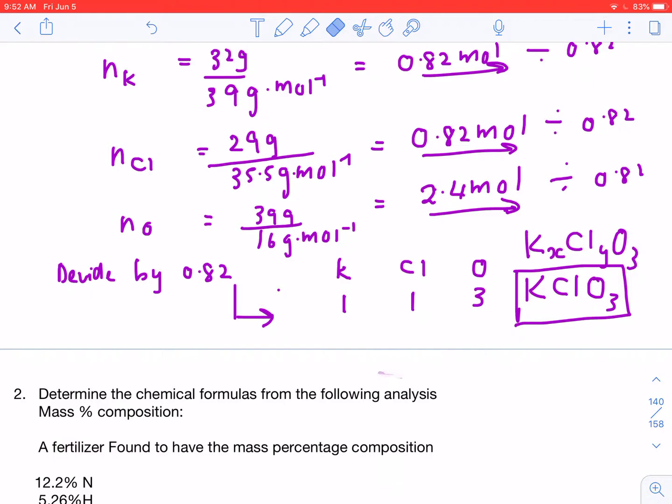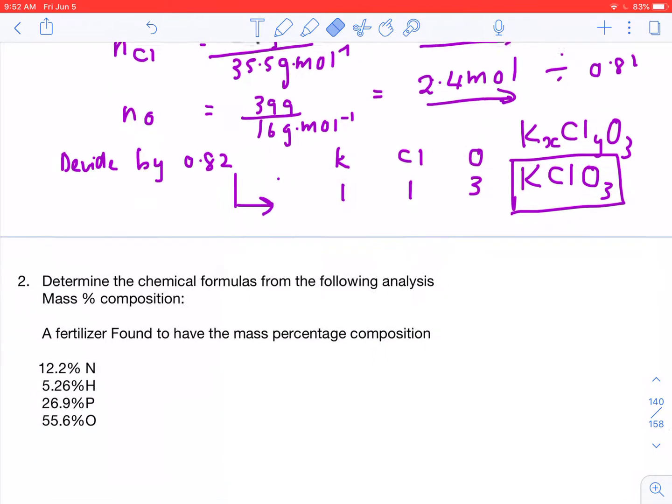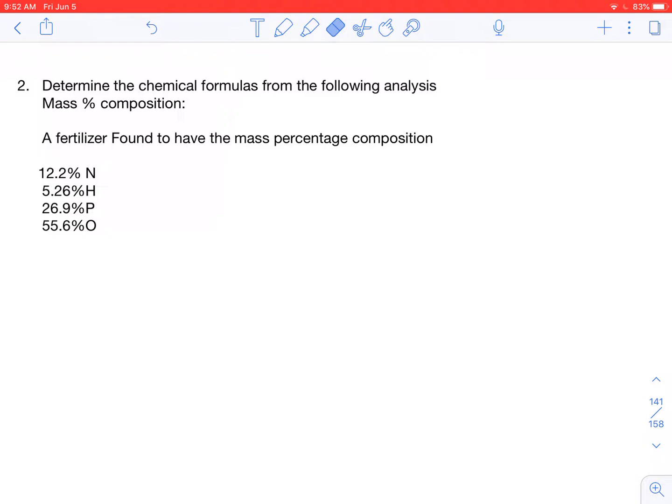Alright. Now let's look at the next one. Here it says, determine the chemical formulas from the following analysis. And we want to know the chemical formula from the following mass percentage composition. So what happened here, we are given a fertilizer which is found to have the following mass percentages.